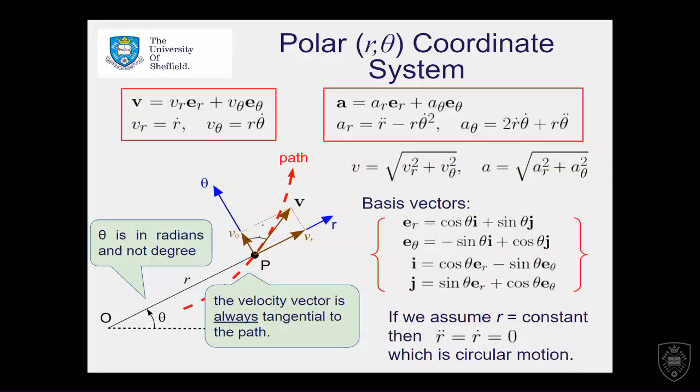Here's a summary slide. This is just summarizing what we've already done. I'm always using theta in radians. The velocity is always tangent to the path. The velocity vector, that's one thing that makes vectors really cool. They tell you something intuitive about what's going on. And we could rewrite the things we just deduced in the slide before, that the velocity vector is some component v r times e r. We deduced that was r dot. Some component v theta times e theta. We deduced in the previous slide that's r theta dot.